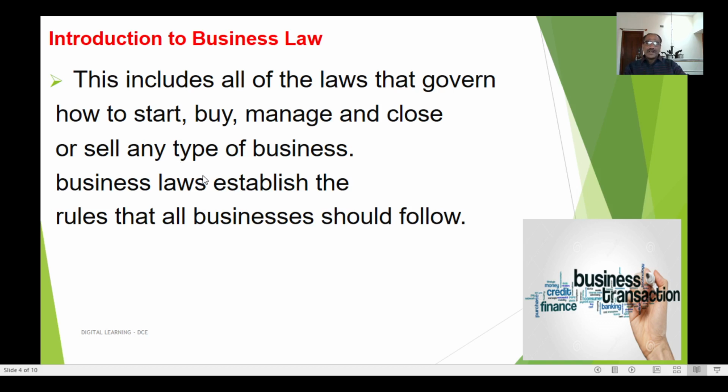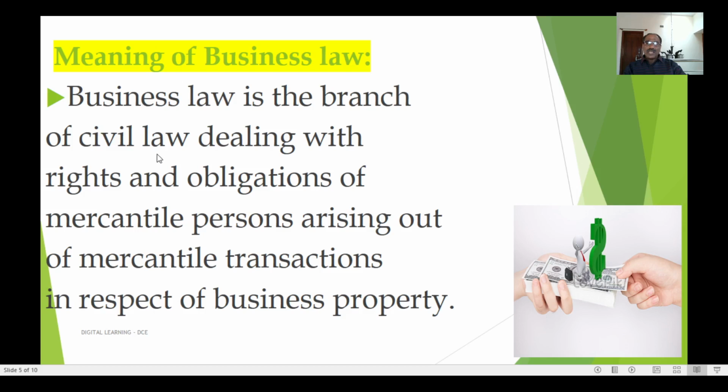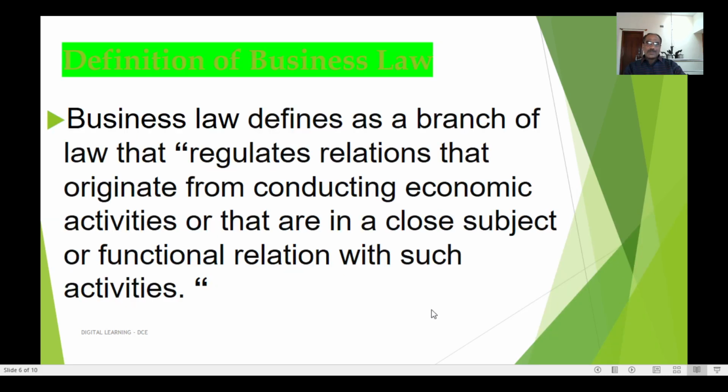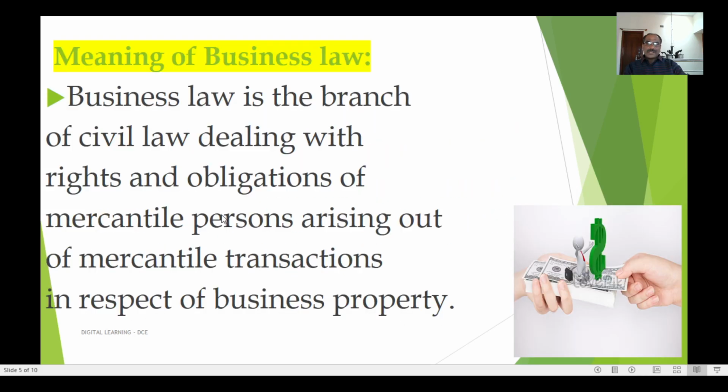And next, let us come to know the meaning of business law. The meaning of business law is: business law is the branch of civil law dealing with rights and obligations of mercantile persons arising out of mercantile transactions in respect of business property. That is the meaning of business law.